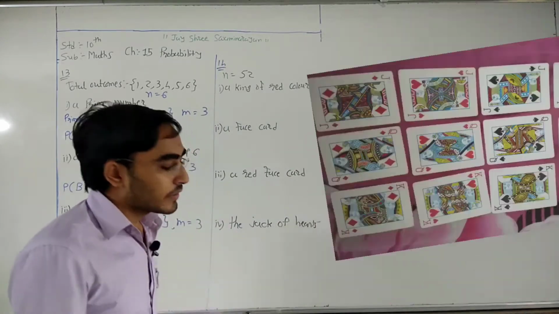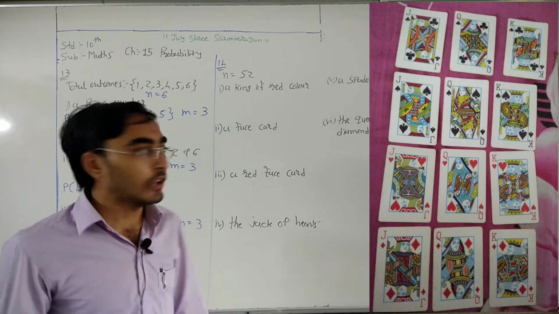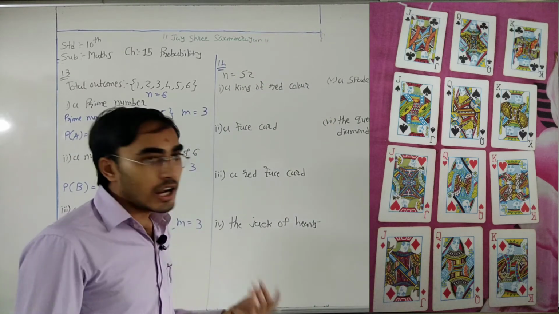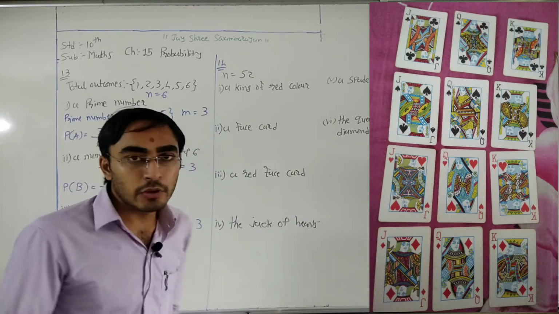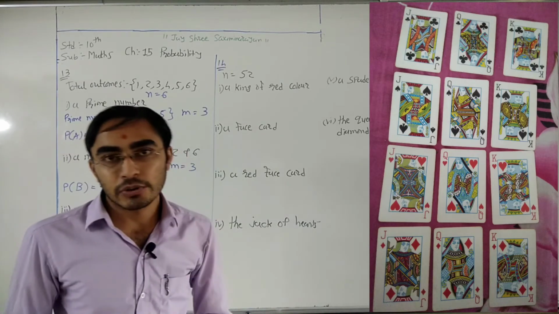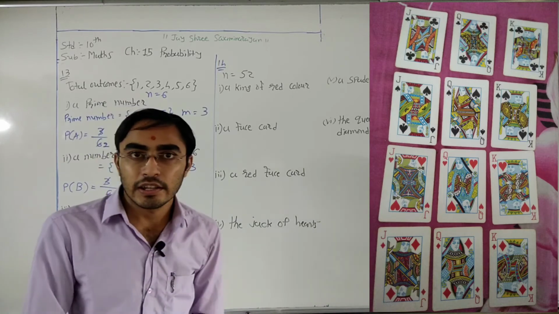Okay. And in that, if we think about the face cards, in hearts we have 3 face cards, in spades we have 3 cards, in diamonds we have 3 cards, and in clubs we have 3 cards: jack, queen and king.